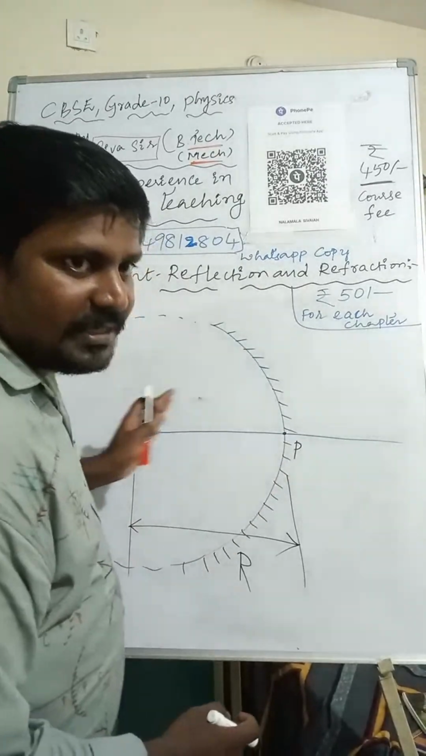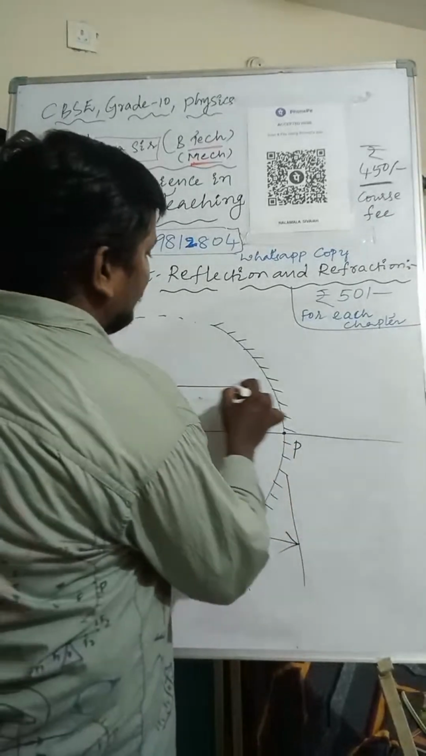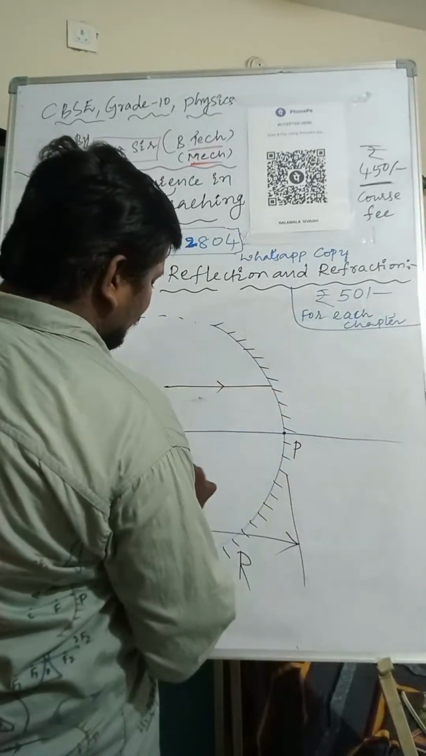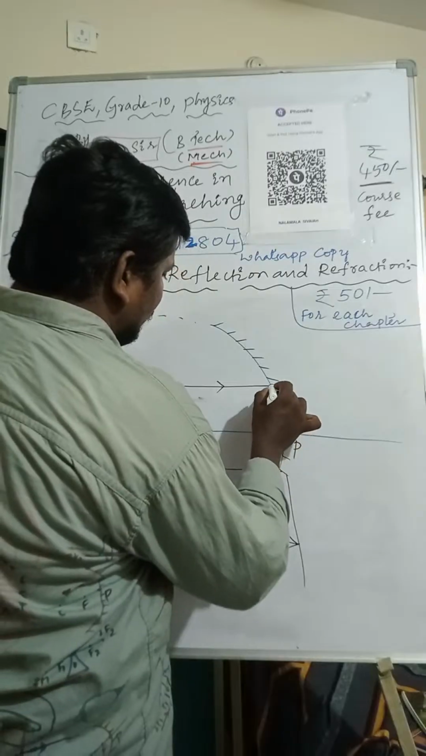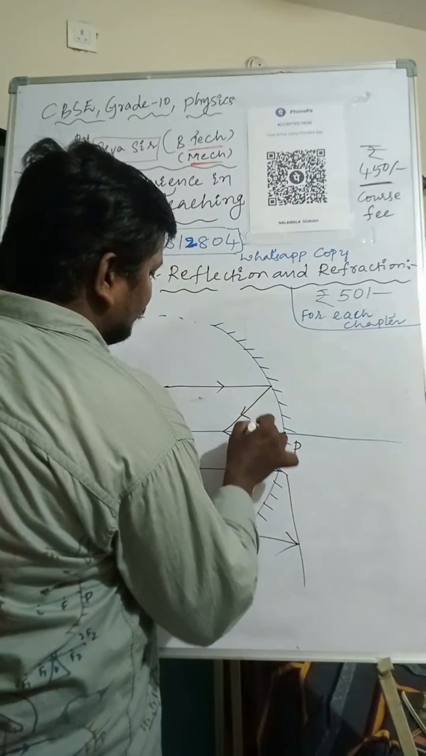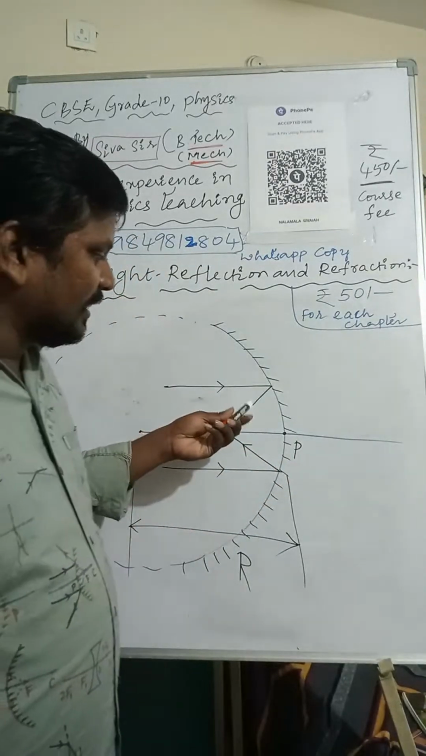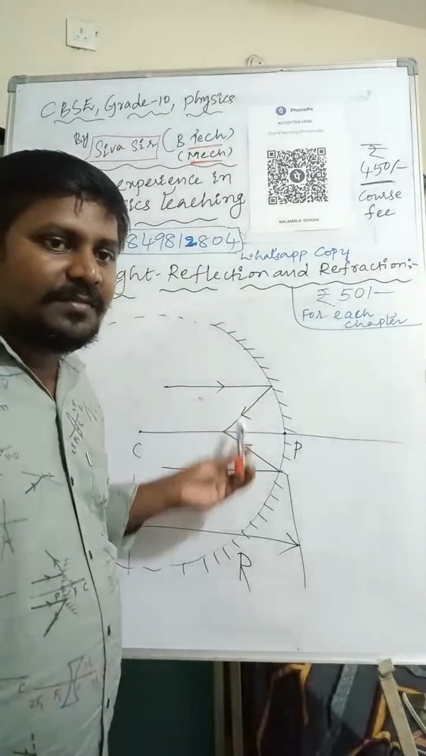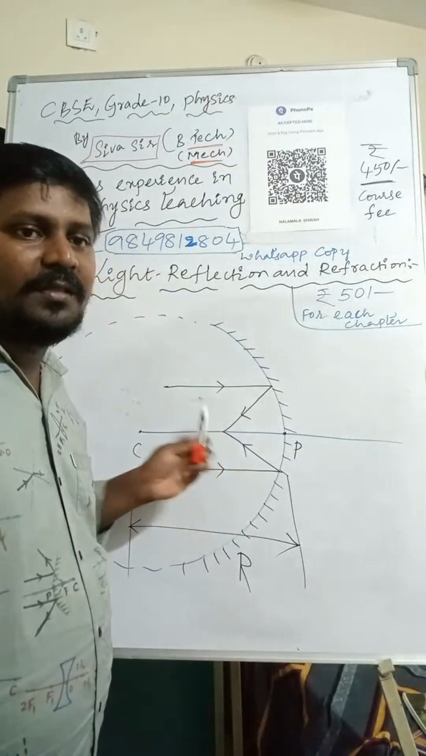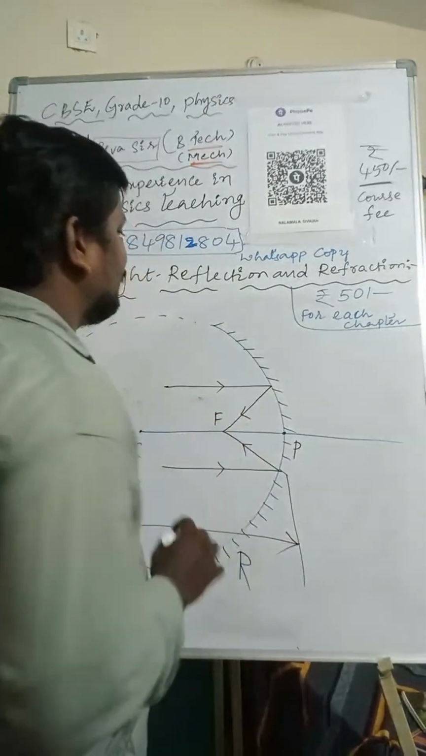The distance between center of curvature to pole is called radius of curvature. After reflection, all light rays will meet at one point. Here you can see these are the reflected light rays. After reflection, light rays are meeting at one point on the principal axis, that is called focus. Simply we can say principal focus.